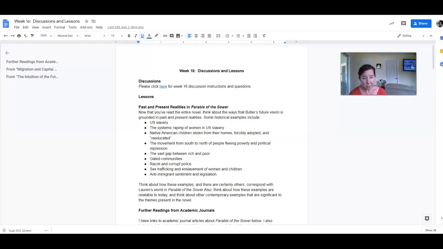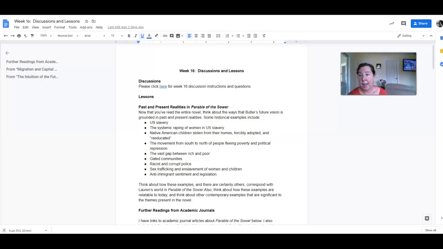slavery, the systematic raping of women within U.S. slavery, Native American children stolen from their homes, forcibly adopted and re-educated, the movement from south to north of people fleeing poverty and political repression, the vast gap between rich and poor, gated communities, racist and corrupt police, sex trafficking and enslavement of women and children, and anti-immigration sentiment and legislation.